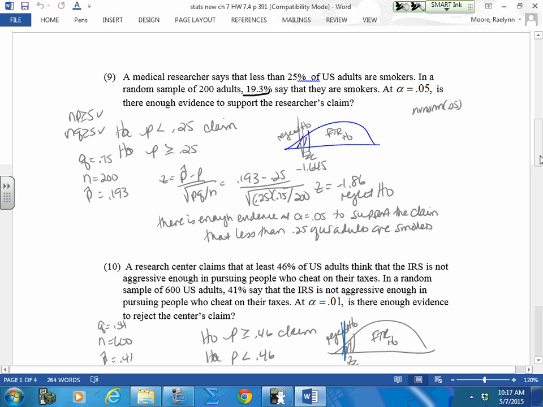If I say 20%, how do I turn that into a decimal? So the rule is, move the decimal place. If I have 19.3%, what's my rule? Move the decimal place.